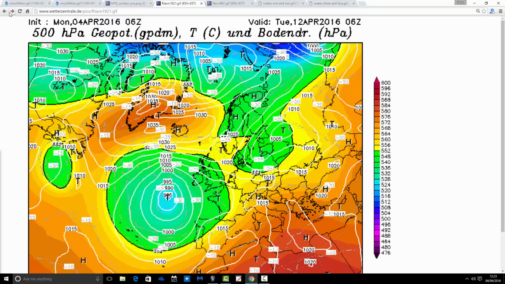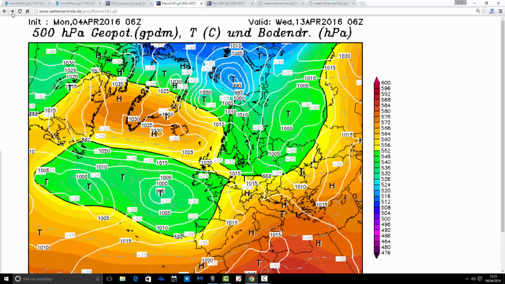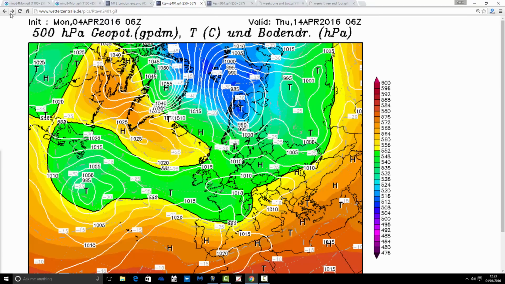And then we move through the course of next week. This is Tuesday on into Wednesday, so it's the middle part of next week. Basically, same idea. We've got the ridging to the north, but very extensive blocking, trough to the south, but again, the positioning just isn't right to be able to tap in to colder airstreams.